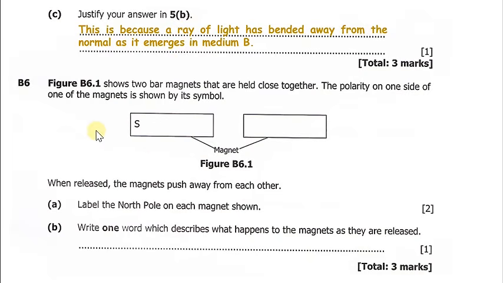Now, what can cause that? Since this is south, this is north. For this one to push away, it means this one was also north. So A, they are saying label the north pole on each magnet. Here it will be north, and here also north. That's why there'll be that pushing, because like poles repel each other.